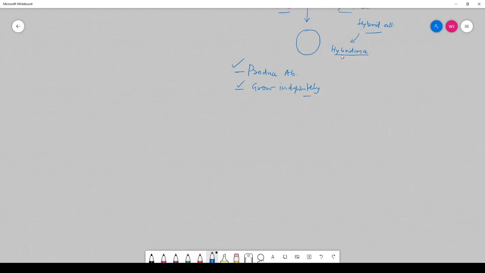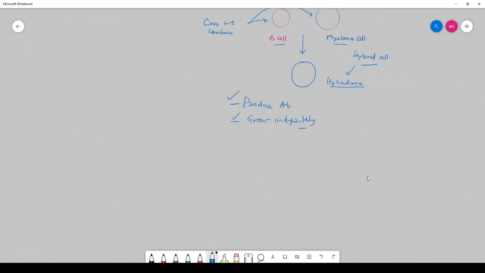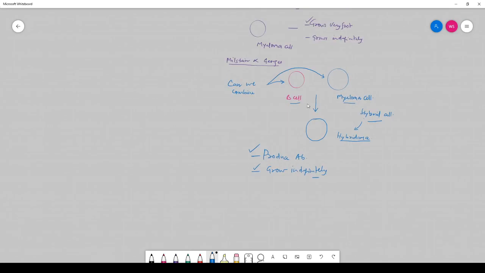So the technique used to produce a hybridoma: basically what was being done was to take these two cells and combine them in the presence of polyethylene glycol, and that results in a hybridoma cell which has got this property. It can produce the antibody and it can grow indefinitely. Therefore this technology was called hybridoma technology.